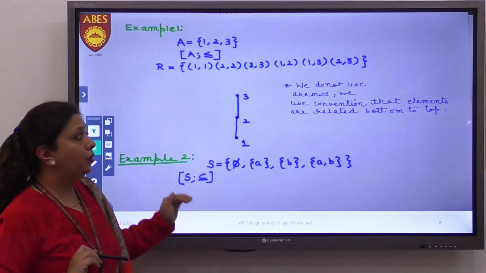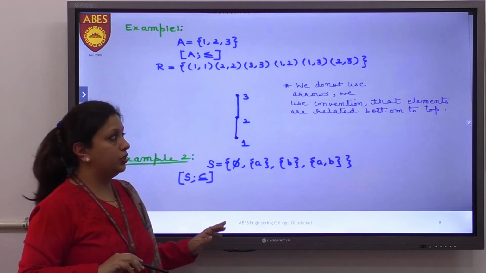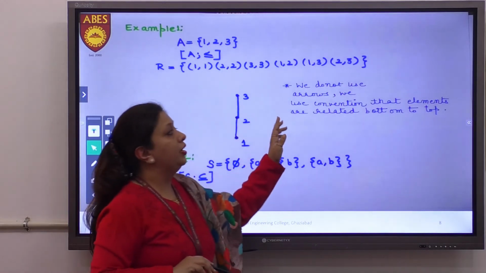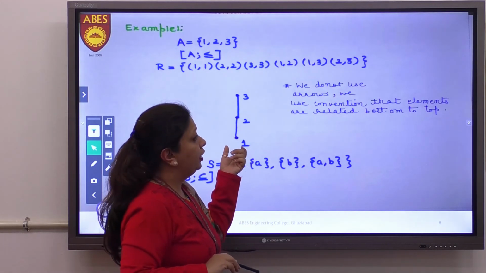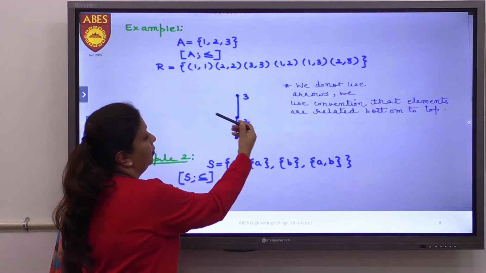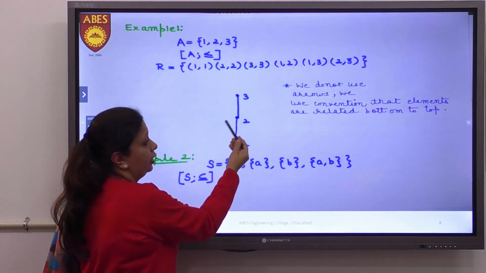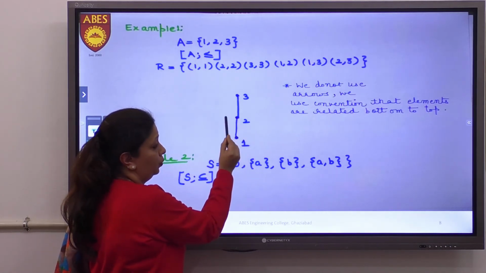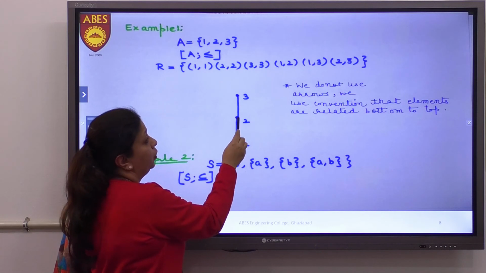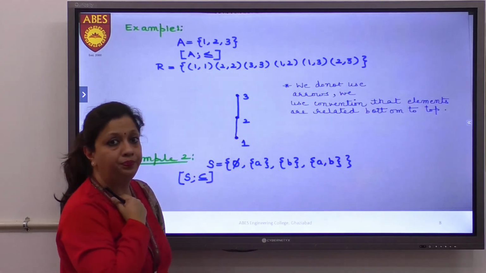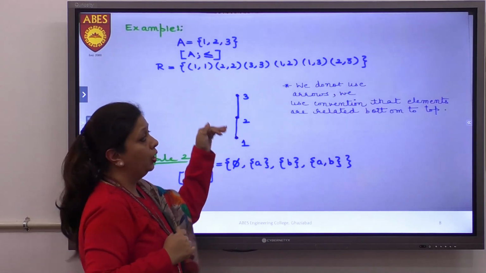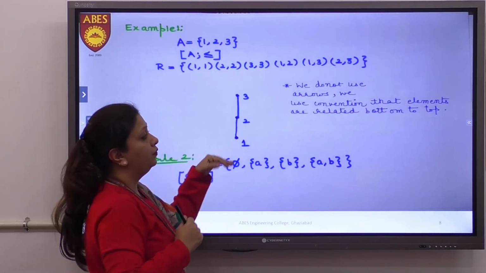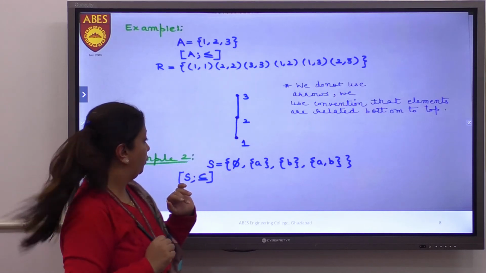Just make a note that there are no arrows in the Poset diagram. We do not use any arrows in the Poset diagram. The convention is that the elements at the bottom are related with the elements at the top. So this automatically shows that 1 is related with 2, and then 2 is related with 3. We are not going to show any arrows, just the level will show you that the element at the bottom is related with the element at the top.